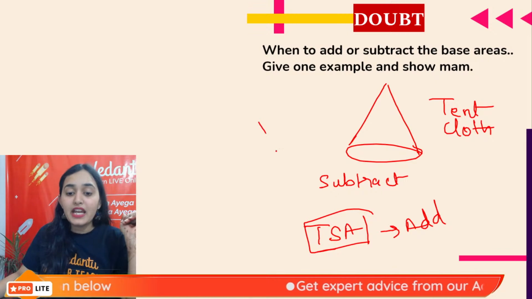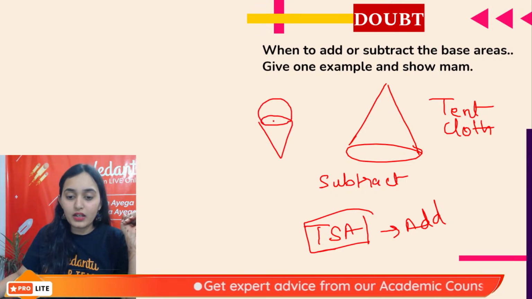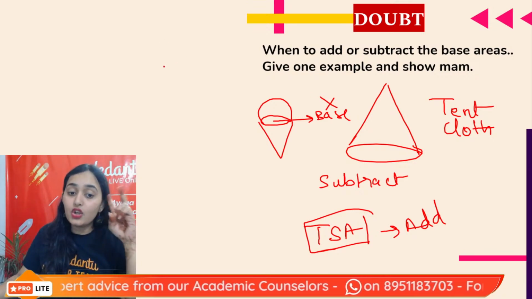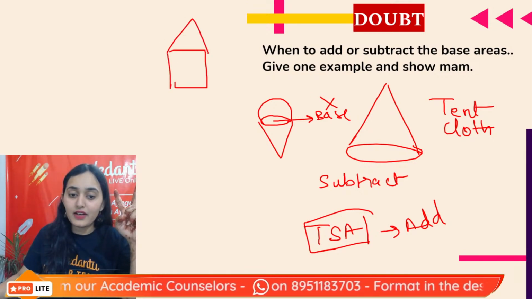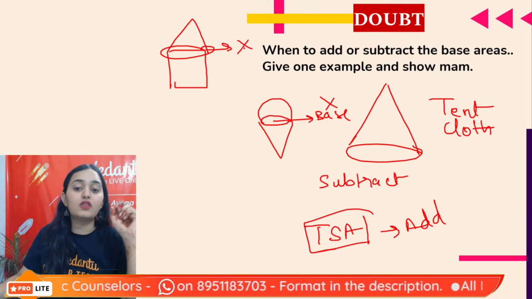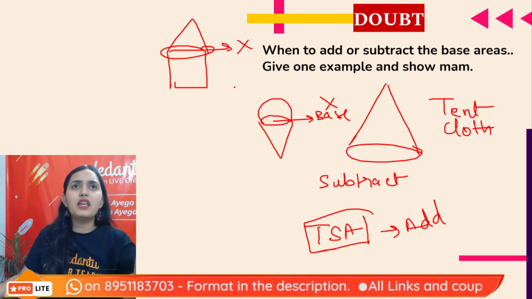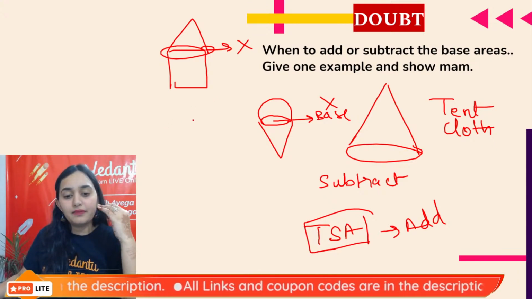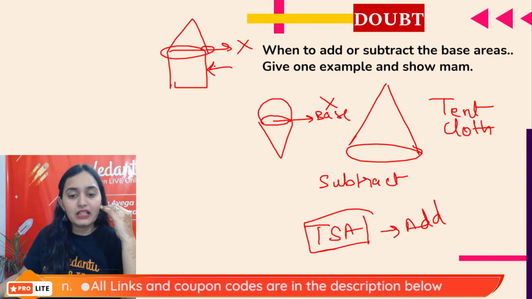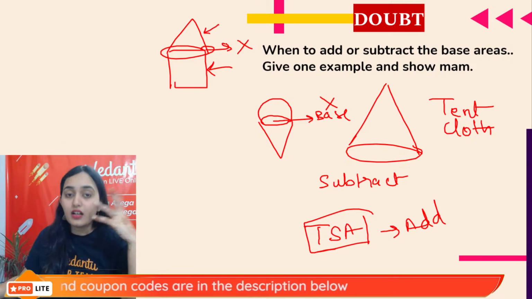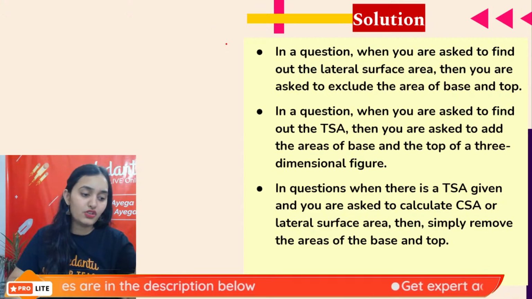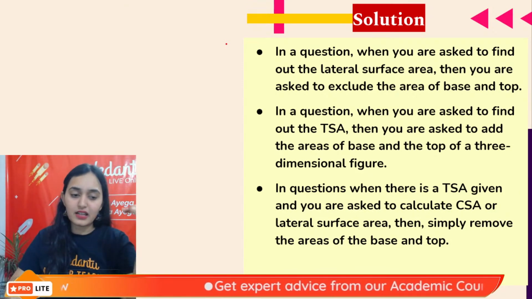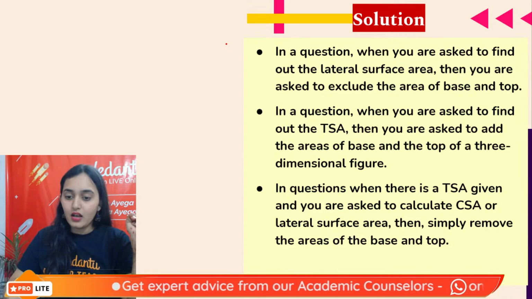For example, if it is an ice cream cone, then also the base is not counted. Suppose there are two figures, one cylinder and one cone. Again, the base is not counted. Again, suppose there is an example of maybe painting it, cementing it, putting a cloth on it, the base is not included. So generally the base is not included in surface area type of questions unless it is asking total surface area. Okay. All right.